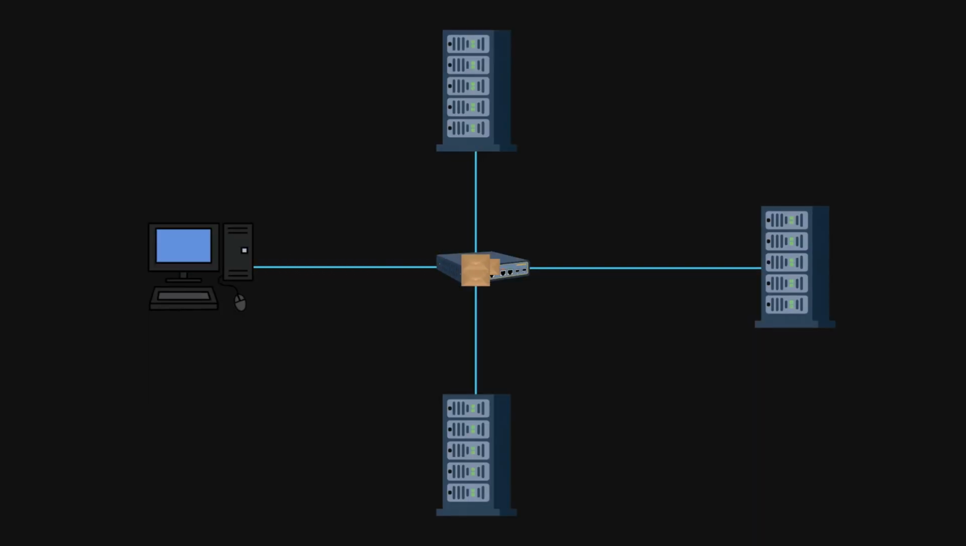The message essentially says, who has the IP address 192.168.1.50? Every device receives the request, but only the device with that IP address responds. It sends an ARP reply containing its MAC address. The sender stores the information in its ARP cache, and communication can now begin.